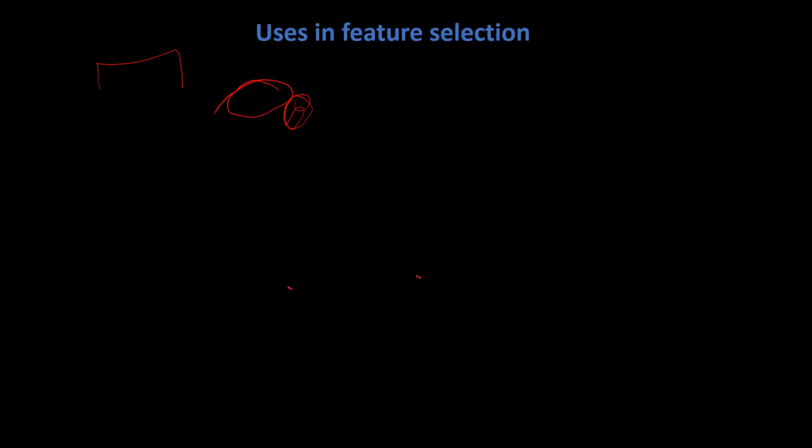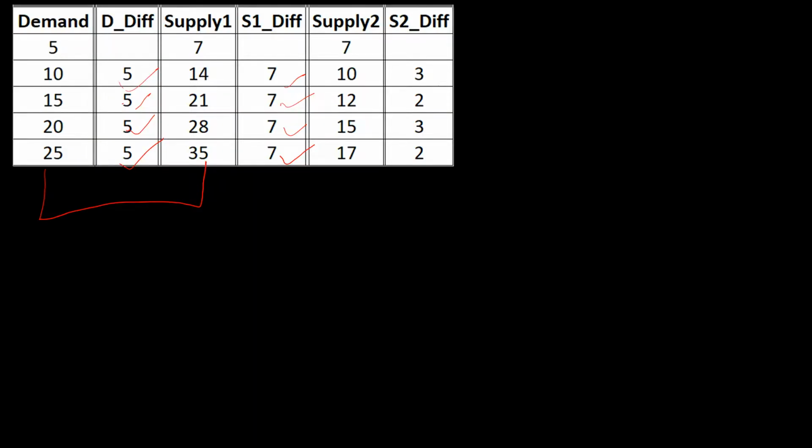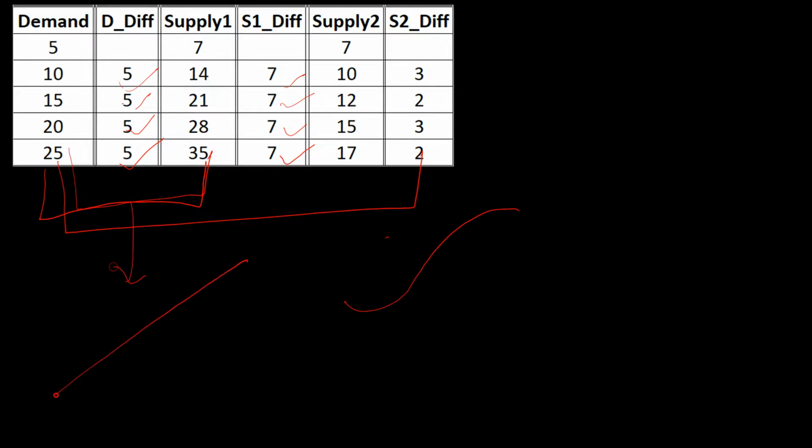So in this case, demand and supply have the monotonic relation, this kind of relation. But in the case of this one, it would have this linear relation. So this is also a way to identify the things.